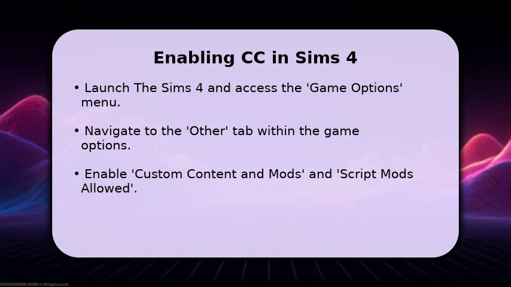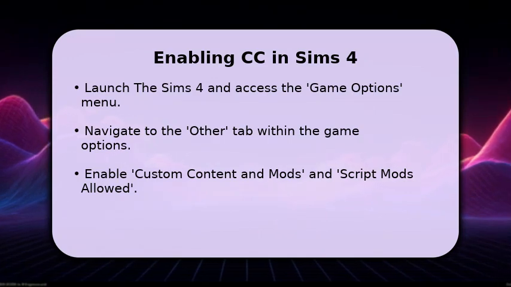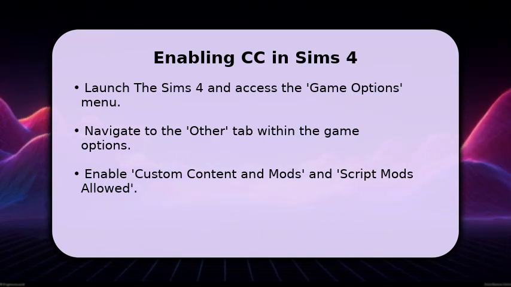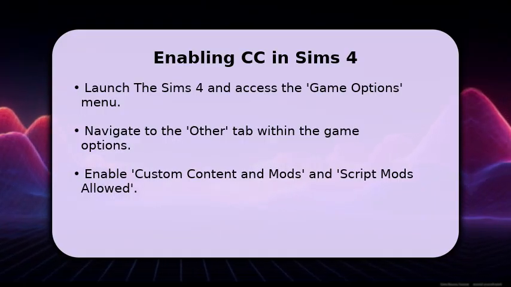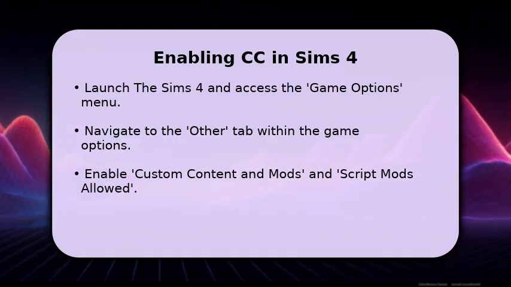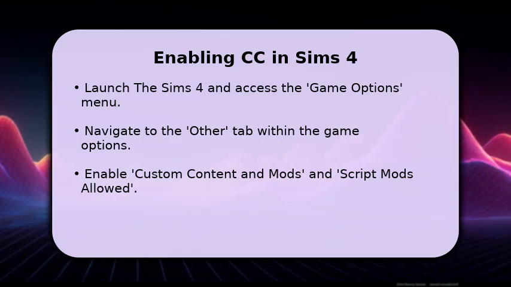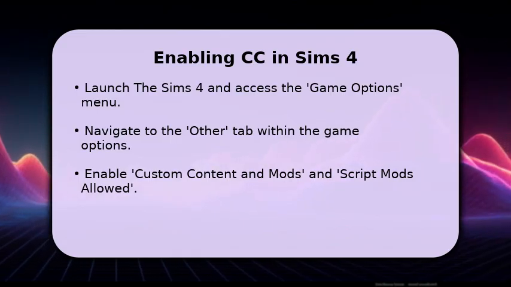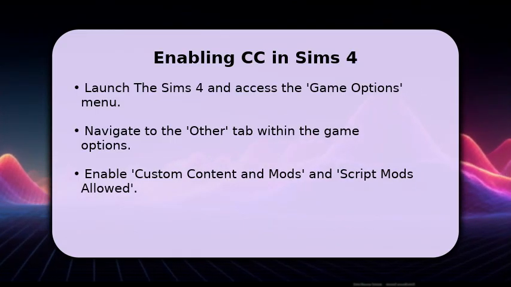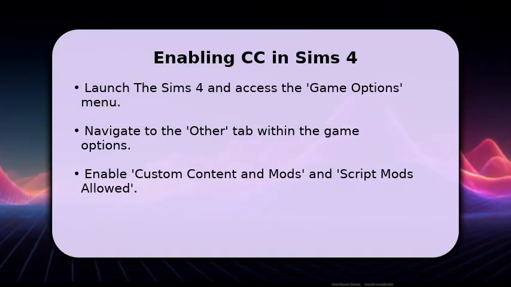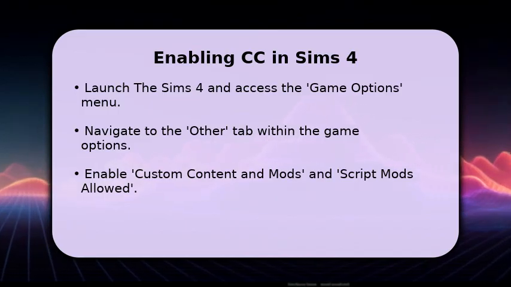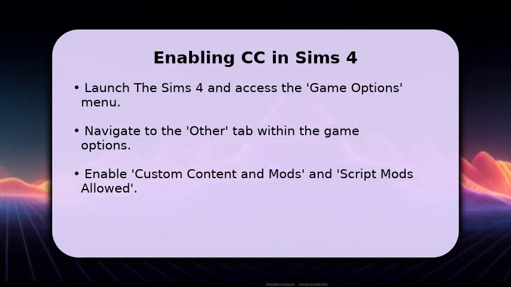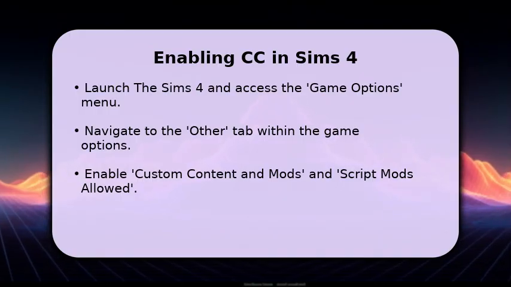After placing your files, you must enable custom content within the game itself. Launch The Sims 4, then go to Game Options by pressing the Escape key. Select the Other tab on the left. Here, ensure that Enable Custom Content and Mods and Script Mods Allowed are both checked. The game will prompt you to restart for these changes to take effect. After restarting, your Alpha CC should now be visible and ready to use in your game.